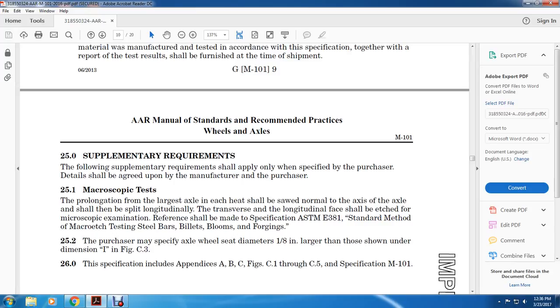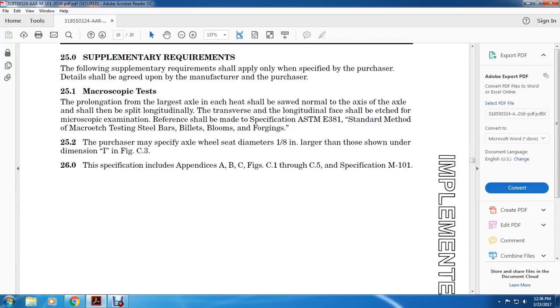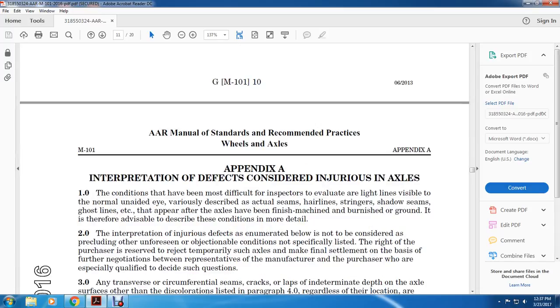The purchaser may specify axle wheel seat diameters 1/8 of an inch larger than those shown under dimension I in Figure C3. The specification includes Appendixes A, B, C, Figures C1 through C5, and specification M101. Appendix A.